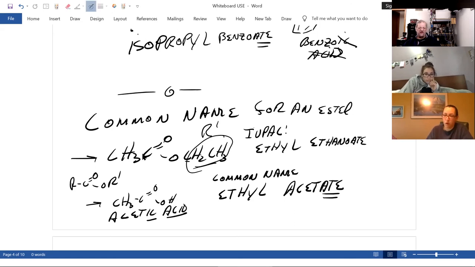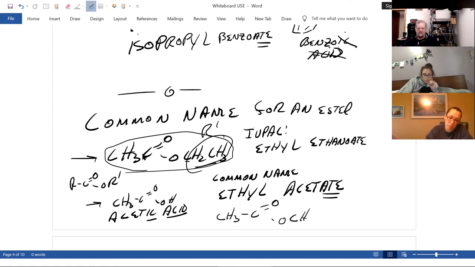And ethyl acetate is this ester right here. I'll draw it again down here. And we have ethyl acetate, which is the common name. Remember, for common names, I'll never ask you, here's the structure, what's its common name, but I will give you the common name and ask you to draw the structure.